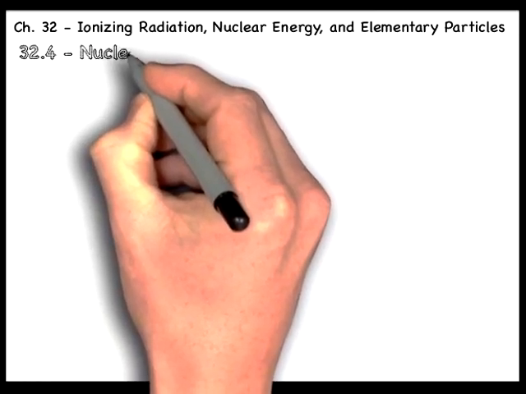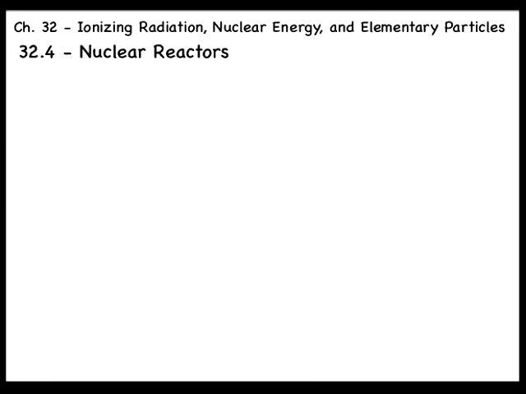A nuclear reactor is a type of furnace in which energy is generated by a controlled fission chain reaction. The first nuclear reactor was built by Enrico Fermi in 1942 on the floor of a squash court under the west stands of Stagg Field at the University of Chicago.